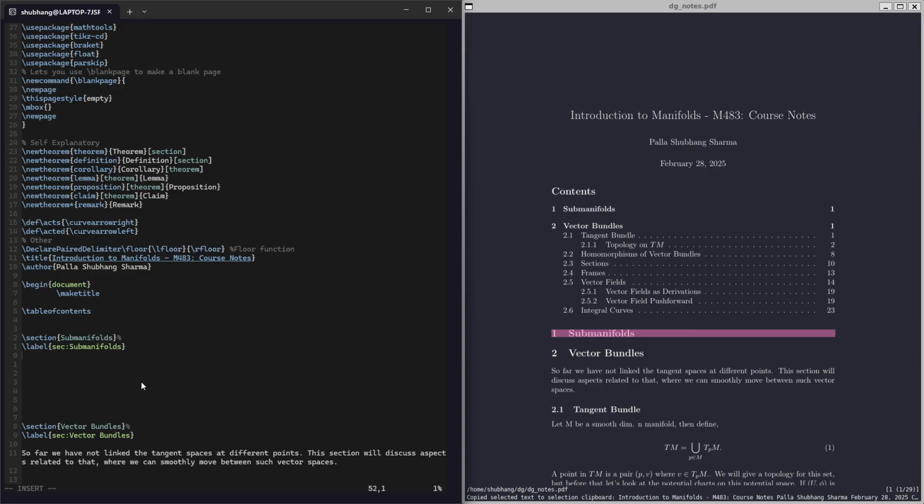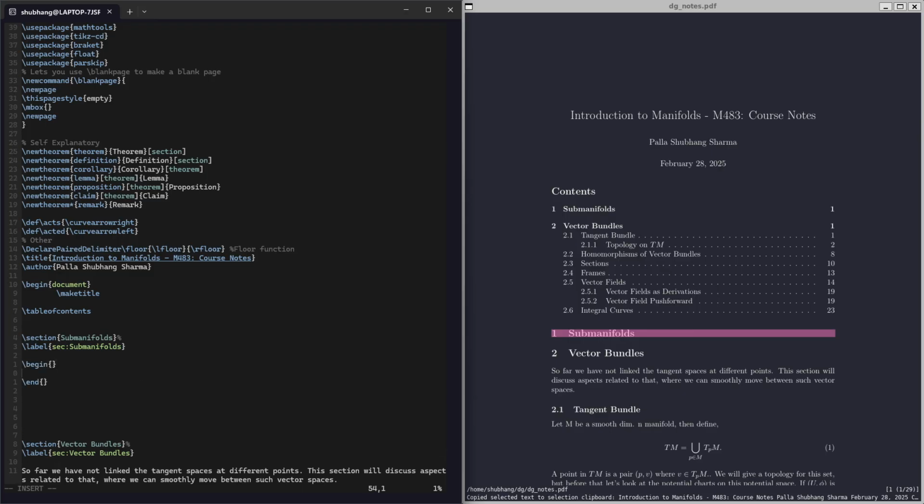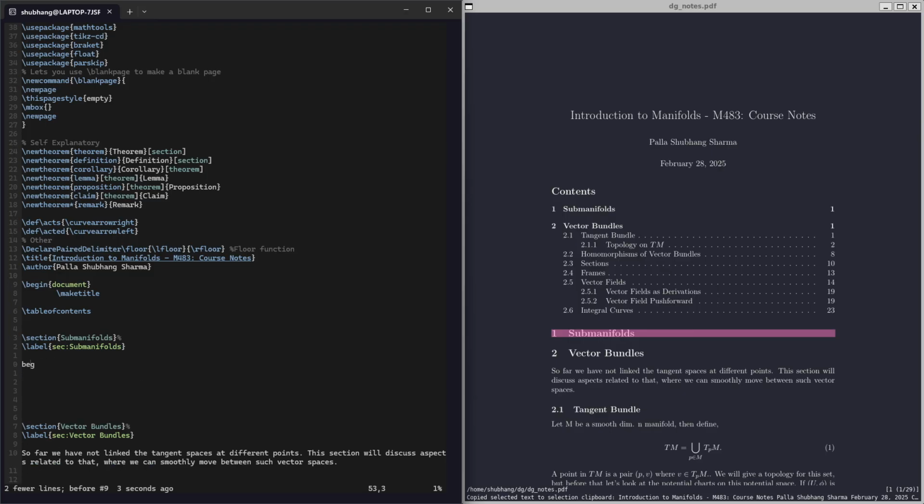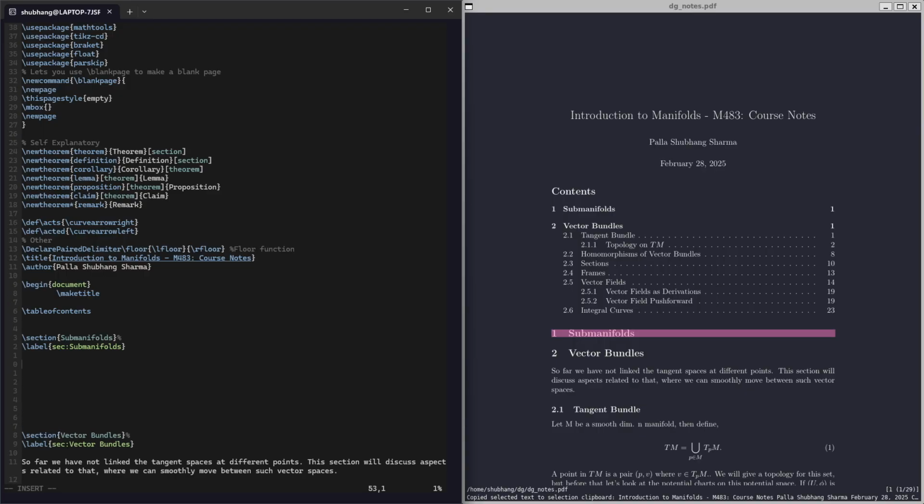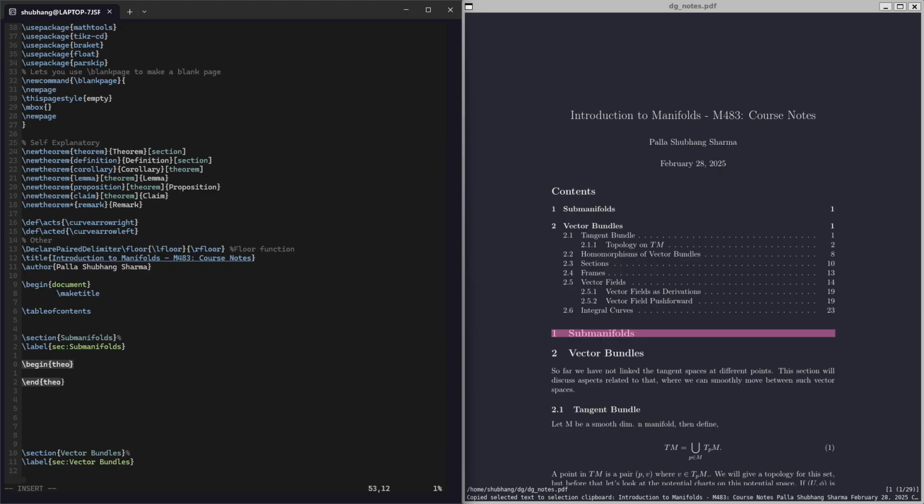So yeah, let's start. The first theorem here is the inverse function theorem for manifolds. I'm whiffing so badly at typing. Okay, the first theorem is basically the inverse function theorem for manifolds.